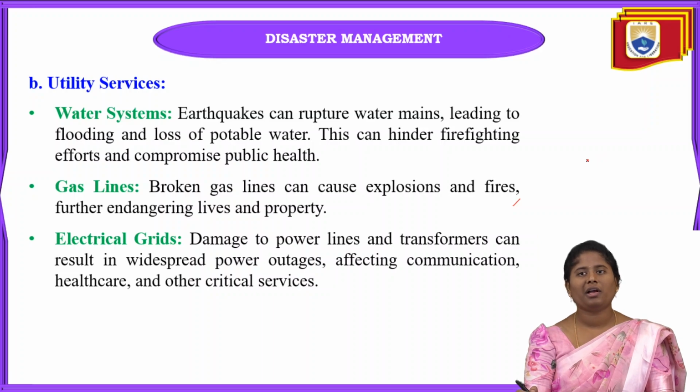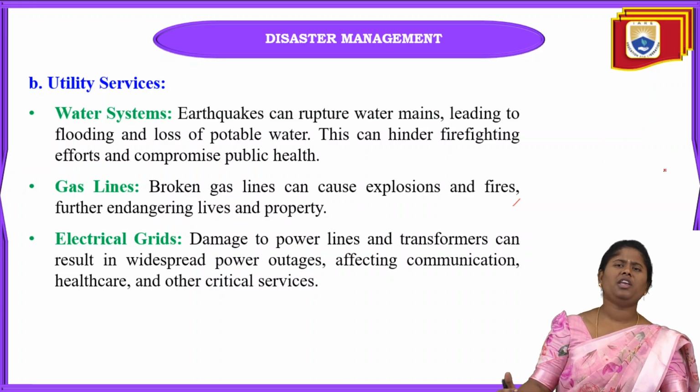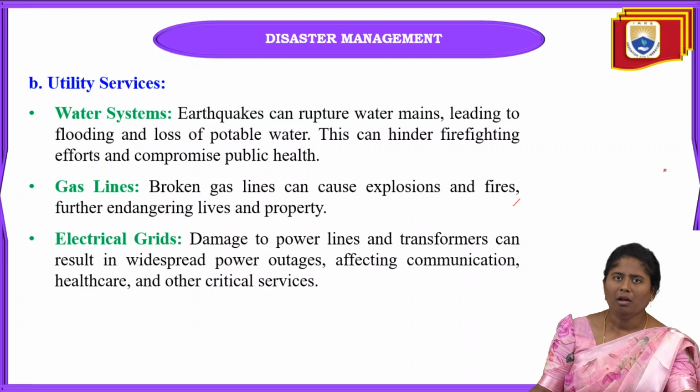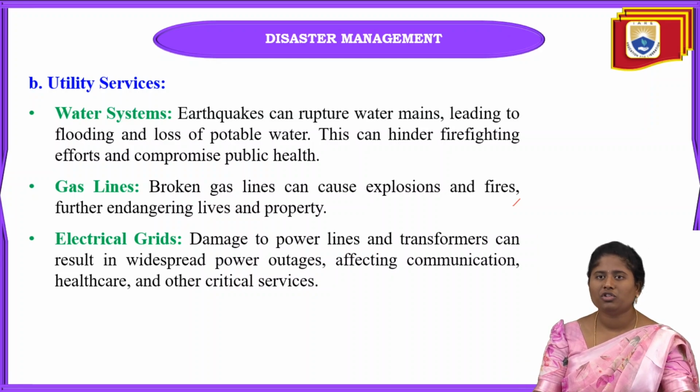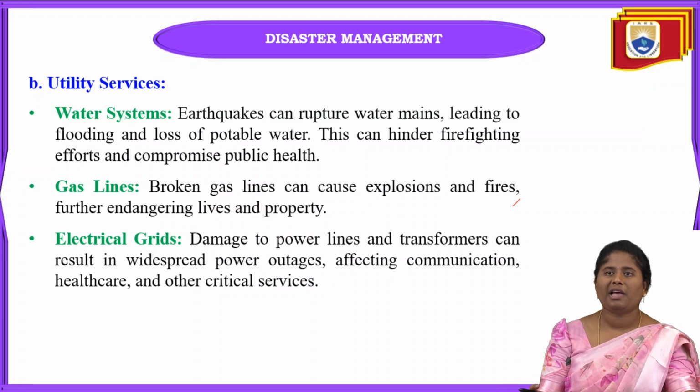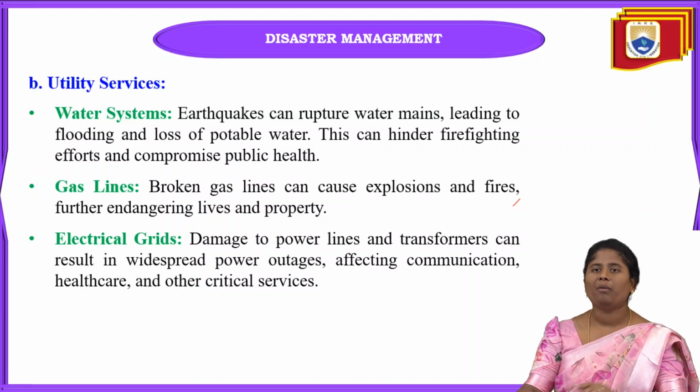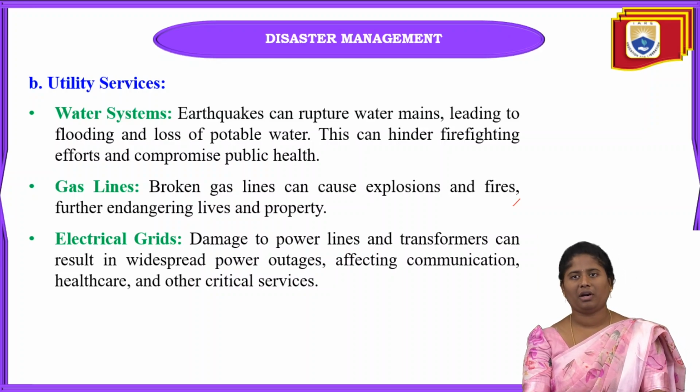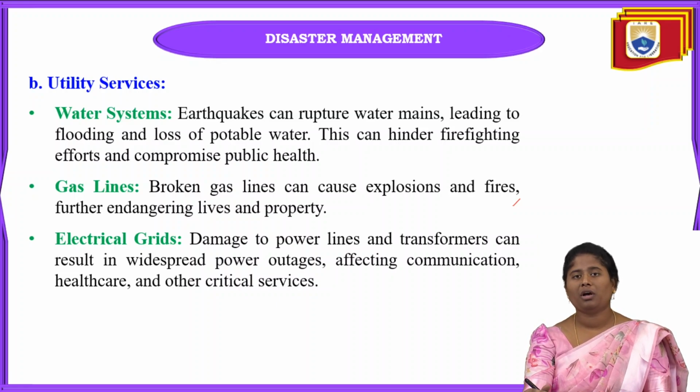Next one is electrical grids. Power lines and transformers are kept along the roads. If an earthquake occurs, these transformers and power lines are going to be destroyed. At that time there will be so much effect on the power supply, and it may also affect communication and other critical services.